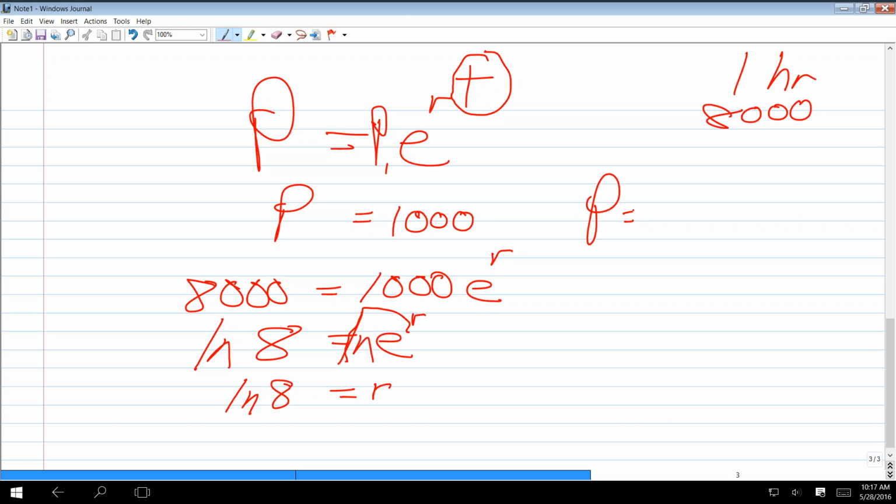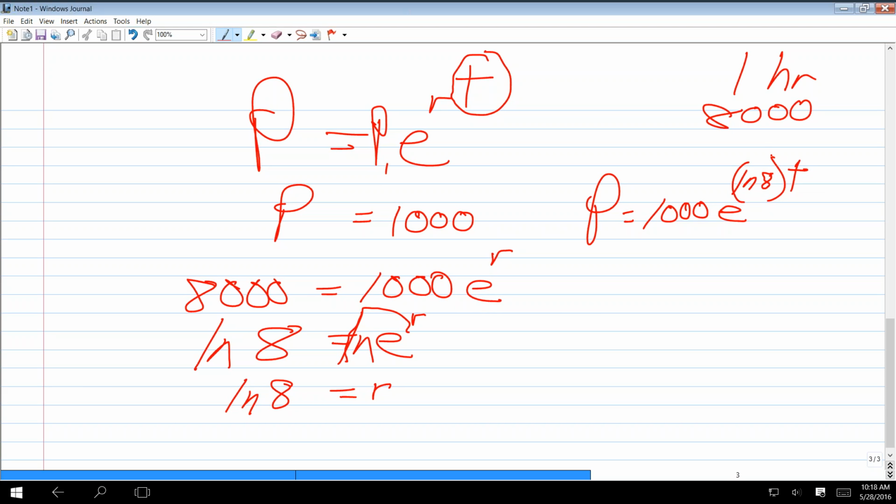So the initial formula is P equals 1,000 e to the ln of 8 times t. Right. In other words, t is the most important variable there. Ln of 8 was merely the rate of growth. Of course, that's pretty important too. The higher the rate of growth is, the faster the population is going to grow. Now apply the formula, find the population after 1.5 hours.